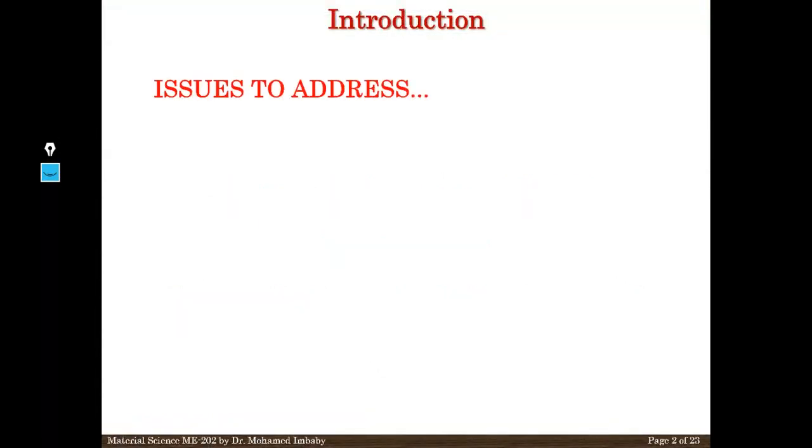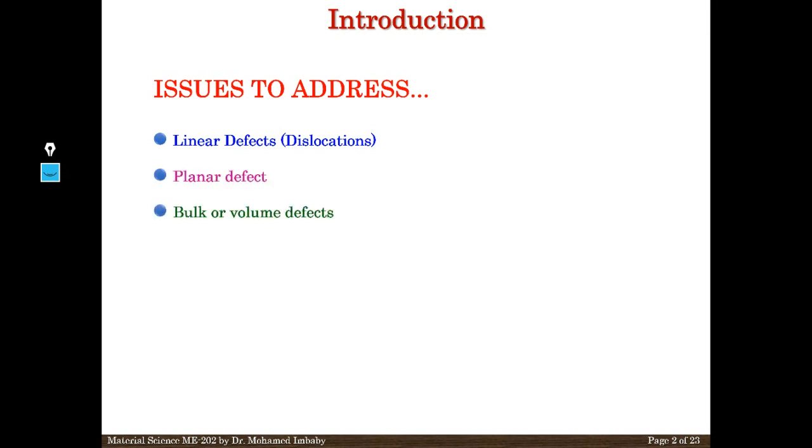What is the issue to be addressed today? Just reminding you, we study the imperfection in solids, and we say there is no perfect material. Supposed to be, imperfection is there. We study the point defects. The point defects, this means we know this is a vacancy, sometimes interstitial or substitutional solid solution. Okay. Today I'm going to explain linear defects, it's called dislocations, planar defects, and bulk or volume defects. Let me go ahead here.